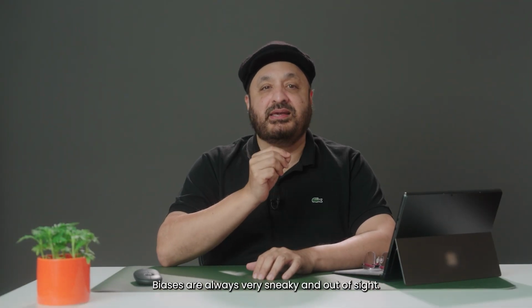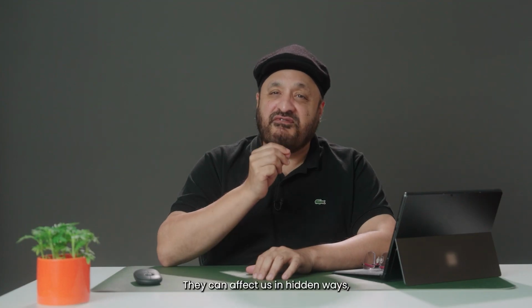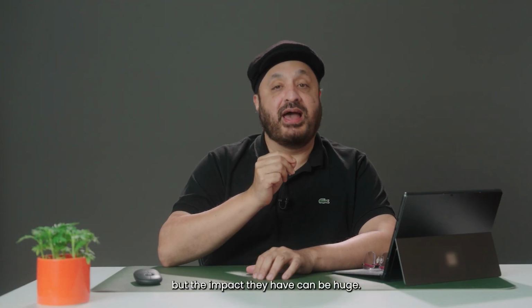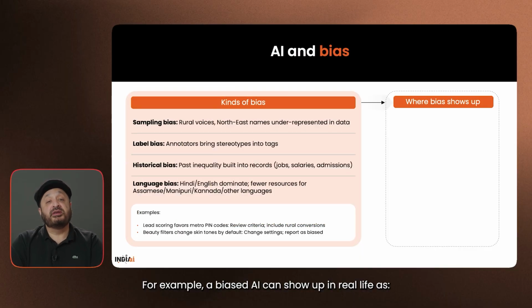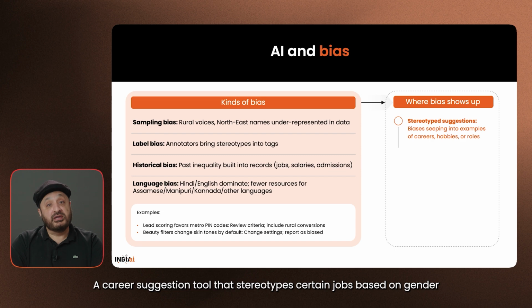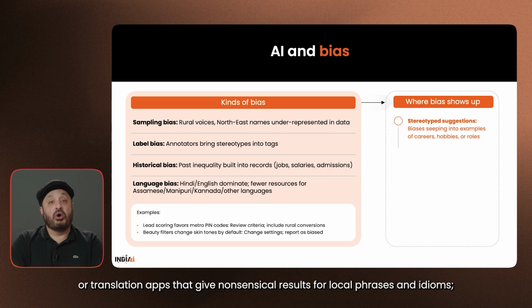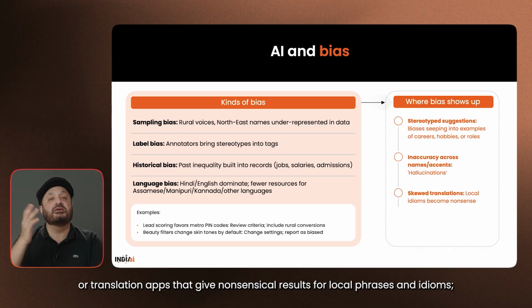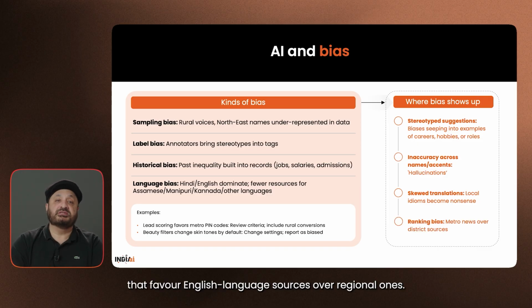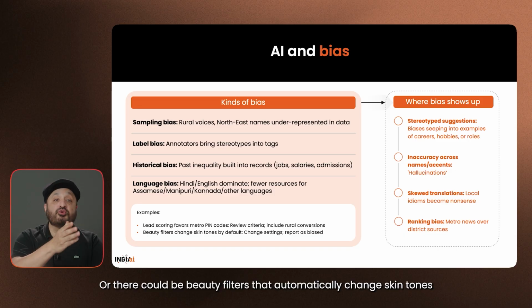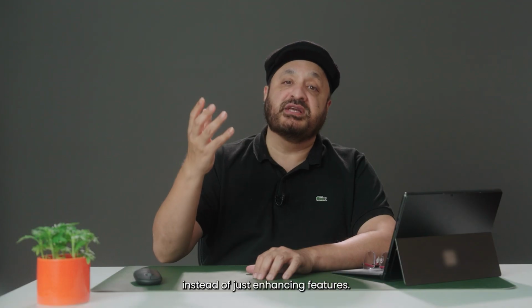Biases are always very sneaky and out of sight. They can affect us in hidden ways, but the impact they have can be huge. For example, a biased AI can show up in real life as: career suggestion tools that stereotype certain jobs based on gender, or translation apps that give nonsensical results for local phrases and idioms, or news recommendation systems that favor English language sources over regional ones, or beauty filters that automatically change skin tones instead of just enhancing features.